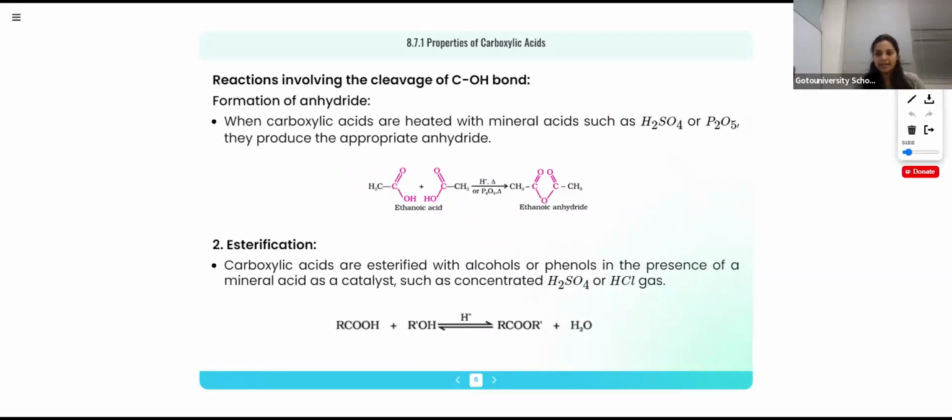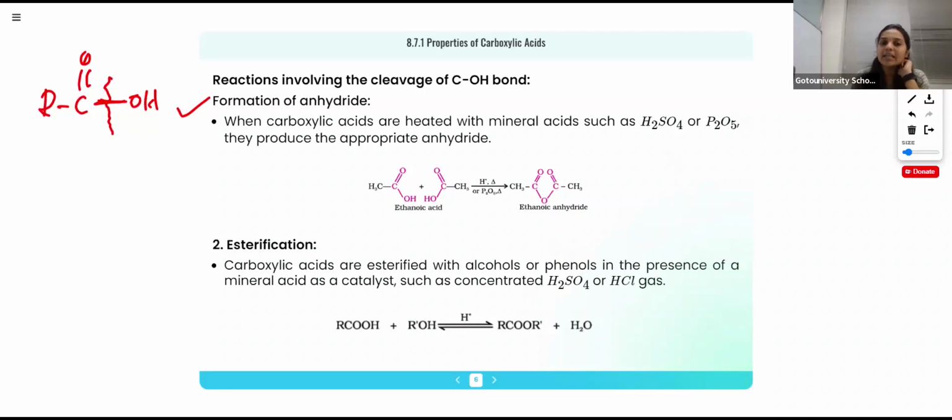Next thing is reactions involving cleavage of the carbon OH group bond. In every chemical reaction, a bond should be broken, right? In the COOH group, the reaction involves breaking this C-OH bond. We have to break this bond. The first reaction: we discussed the preparation, now we are discussing the chemical properties of acids.